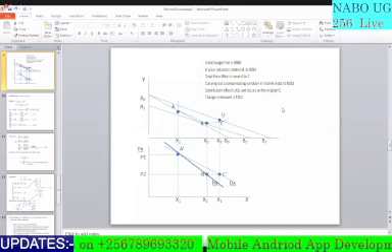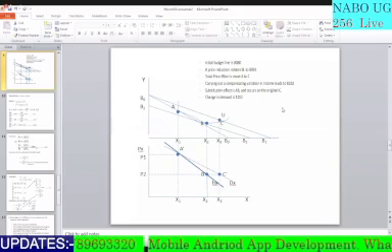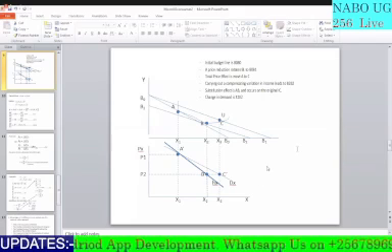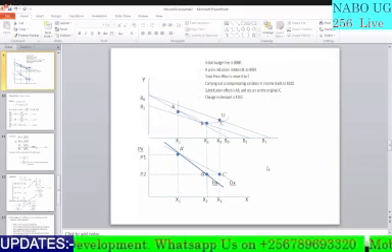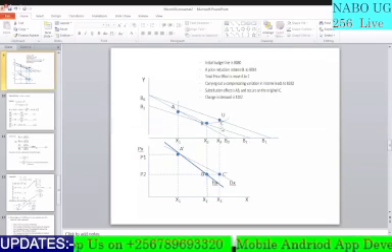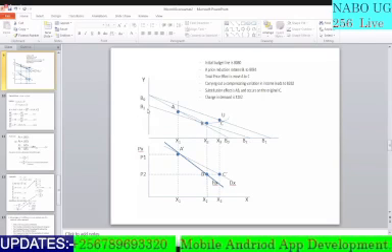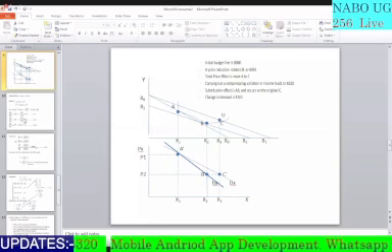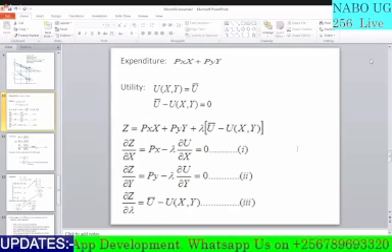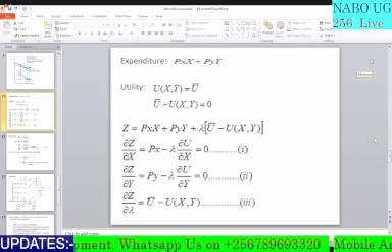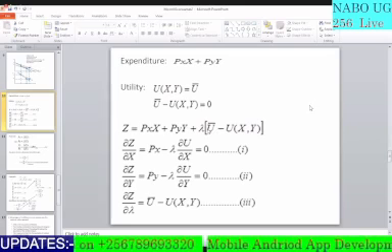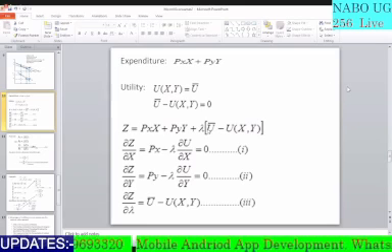Colin Mugweri, do you have a question? Yes, when I'm coming up with the composite function, Z equals PXX plus PYY, with the multiplier outside the bracket, what I'm not getting is why we have to subtract that utility function U(X,Y) from the constant utility.